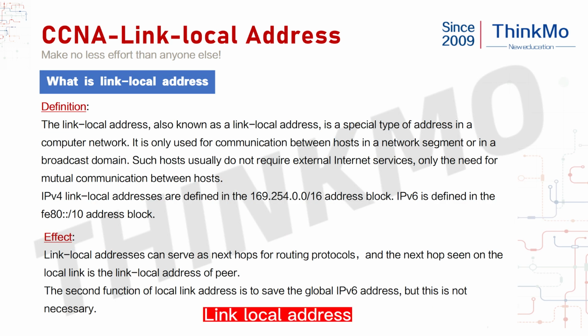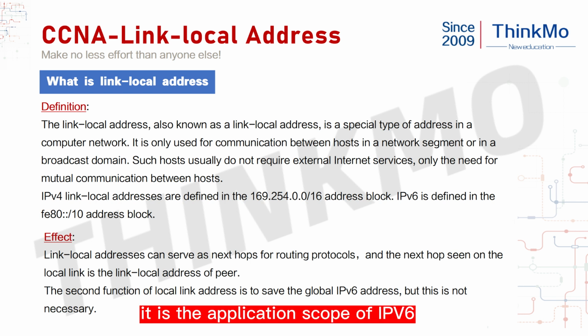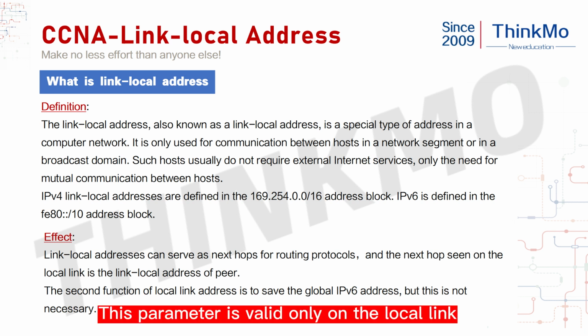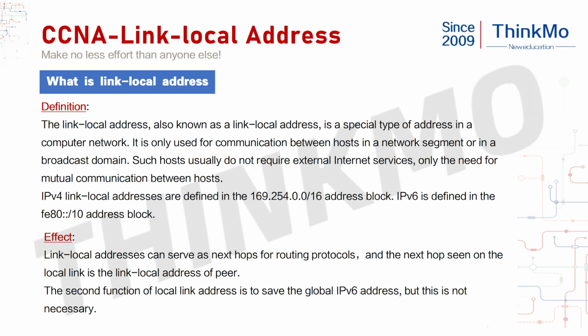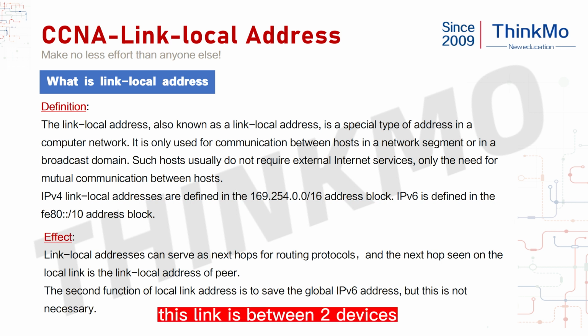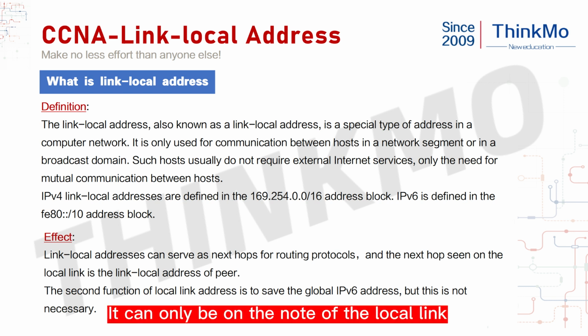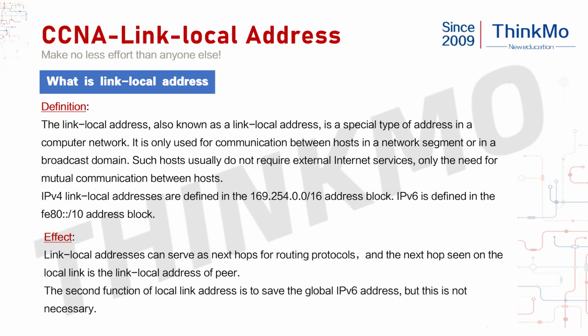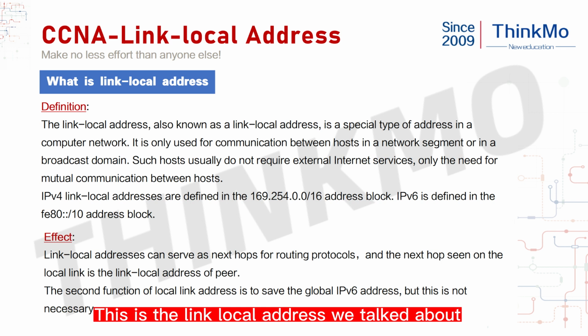The link local address is an IPv6 address type whose application scope is restricted. Such an address is valid only on the local link. This link is between two devices, connected by a line. This link is what we call the local link, and the two devices it connects we should actually call nodes. It can only be used between nodes on the local link. This is the link local address we talked about.